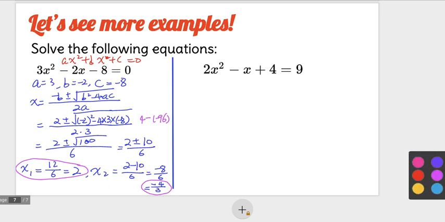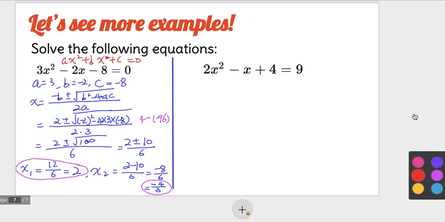Okay, so now let's check the very last one. Some students might notice the big difference between these two equations is I do have 0 here, right? But we do not have 0 here. So can I just say ax squared bx c, so c is 4? The key idea here is whenever you solve the equation, we need to get this side as 0.